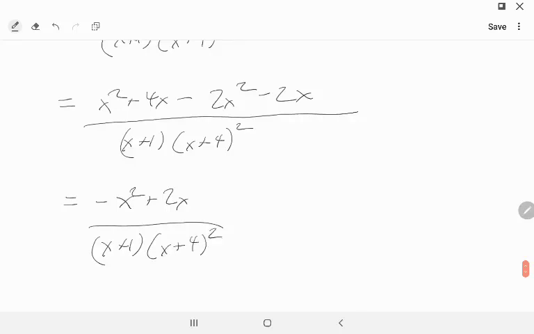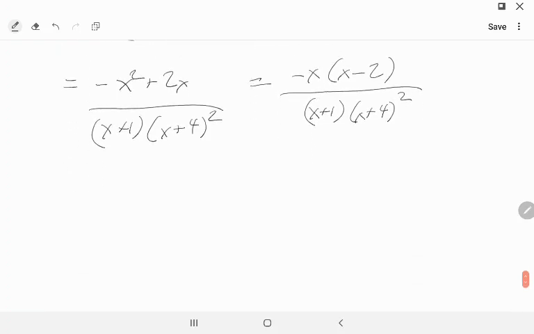And so we notice that we could check it. We're going to get negative x times the quantity x minus 2. There are no common factors. But we have to check, because there could have been a common factor. So we'll try one more that's just a little bit messier.